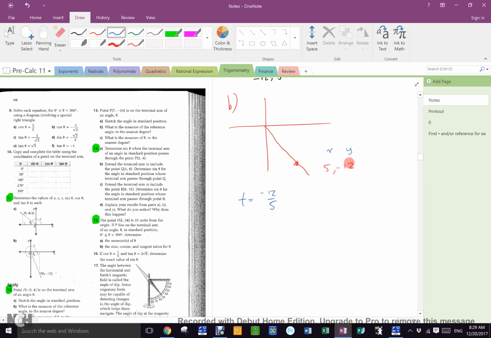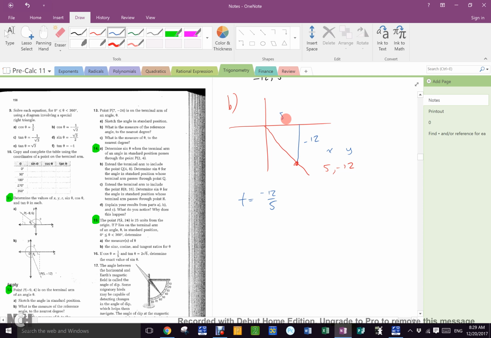Now, Max, just like in 8, pretend I don't have this point, but I have negative 12/5 in quadrant 4. Cool? So since I have tan, negative 12 and 5, and I'm in quadrant 4, and I know tan is y over x, I know that this must be the y value, right? And this must be the x value. So 5, negative 12. Cool?